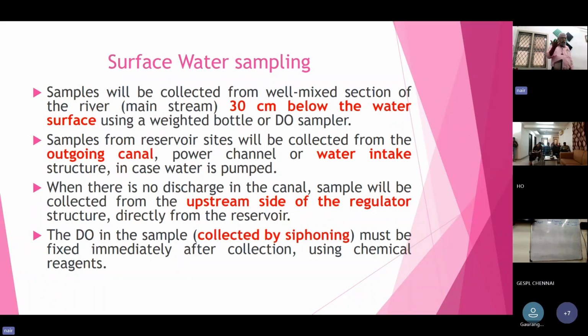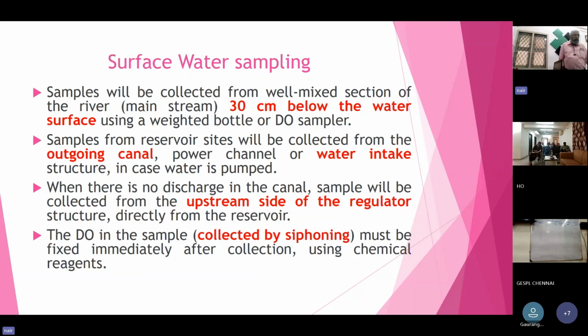Usually some days it may be a gravity well. If it is a gravity well, from the water intake point you take it, or from the canal, that is the outgoing canal. Then there will be a question: what if the canal does not have any water, because there is only seasonal discharge from that reservoir to the canal? That's another point. When there is no discharge in the canal, the sample will be collected from the upstream side of the regulator structure. That means where the water intake is, from this upstream only you take. The upstream is not so far, near to the upstream you take the sample.